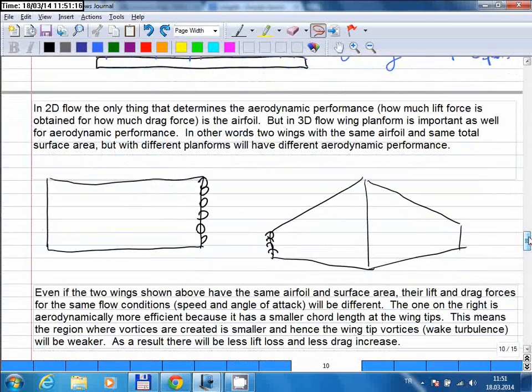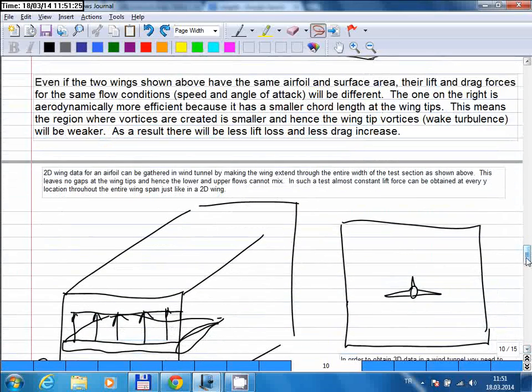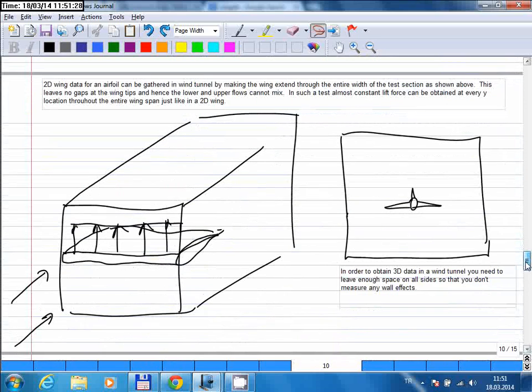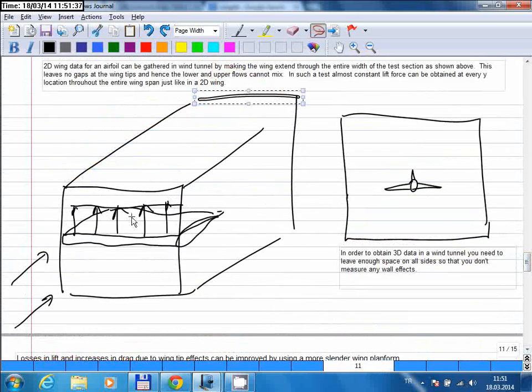And in doing so, you consider a 2-dimensional wing. And in practice, you can create data for 2-dimensional wing in a wind tunnel as follows. So this is a wind tunnel test section. So this rectangular box, the air is coming in this direction, and you have a certain cross-sectional area. Let's say you have 1 meter of width here.